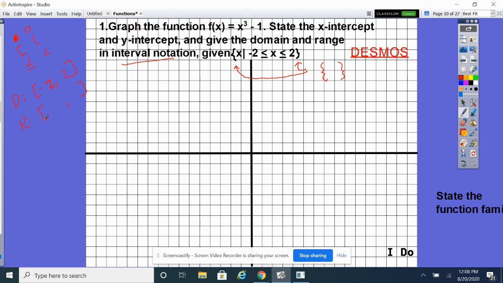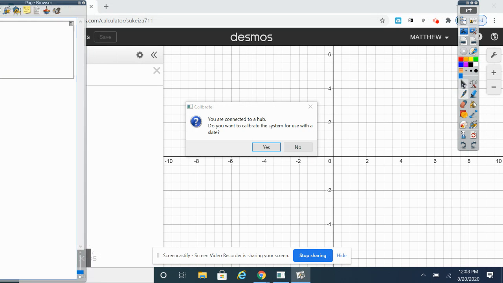Now we've got to go figure out what the range is going to be. These are the inputs right here. So given, sorry for the horrible handwriting, given this function, we want to input all the numbers starting with negative 2 all the way up to positive 2. We want to see what we get out, and that'll be our range. So let's go look at Desmos.